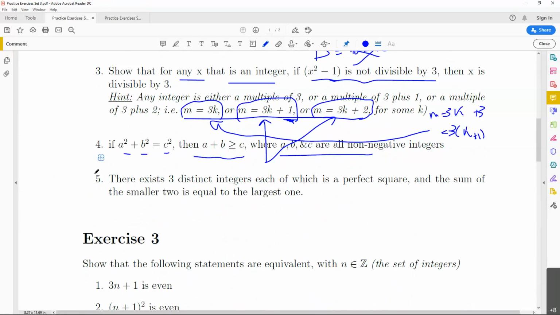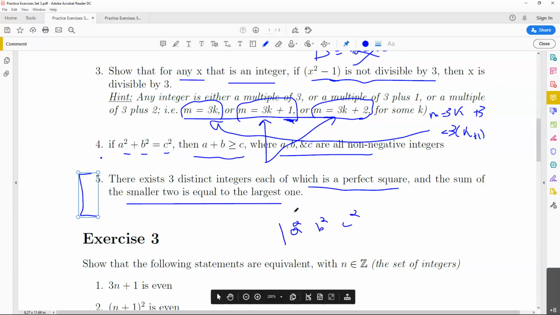You're welcome. Part 5. There exist 3 distinct integers, each of which is a perfect square, and the sum of the smaller 2 is equal to the largest 1. So you have 3 distinct integers. They're all perfect squares, like a squared, b squared, c squared. The sum of the smaller 2, let's say a squared and b squared, is equal to the largest 1. And they're saying there exists. So it makes sense. This is similar to the Pythagorean theorem. You just have to find a, b, and c that make this work, but a, b, and c have to all be integers.